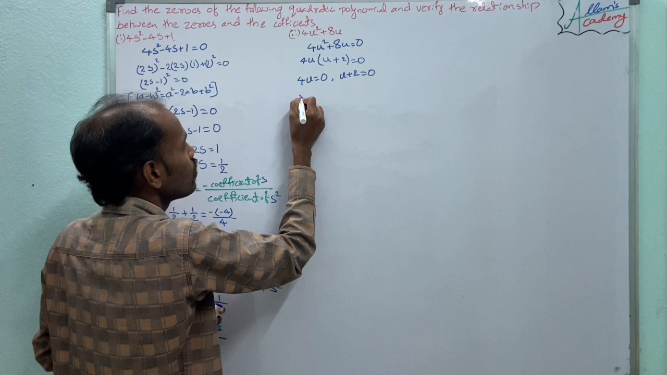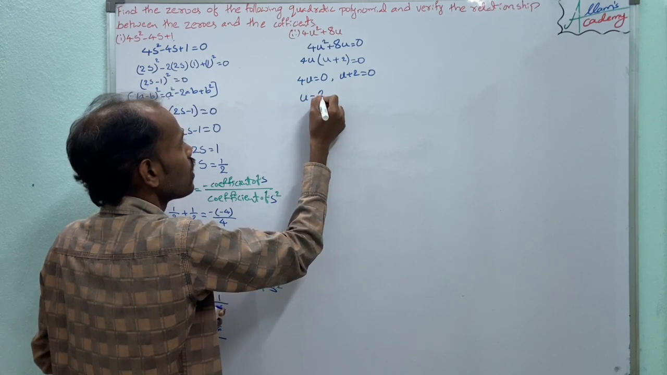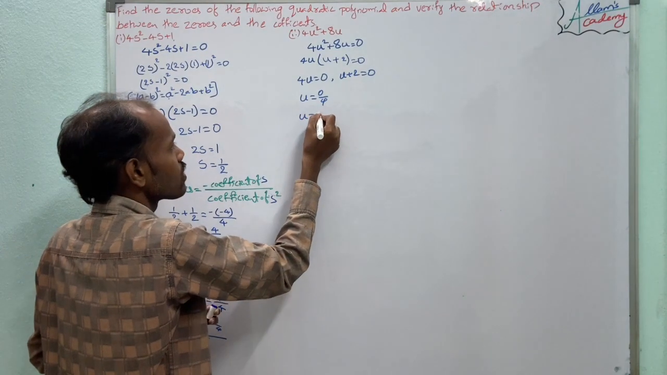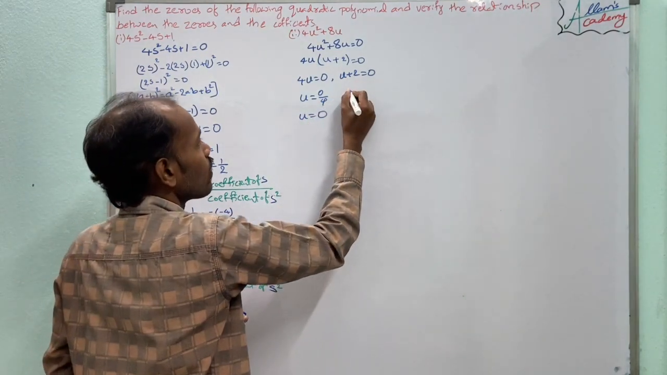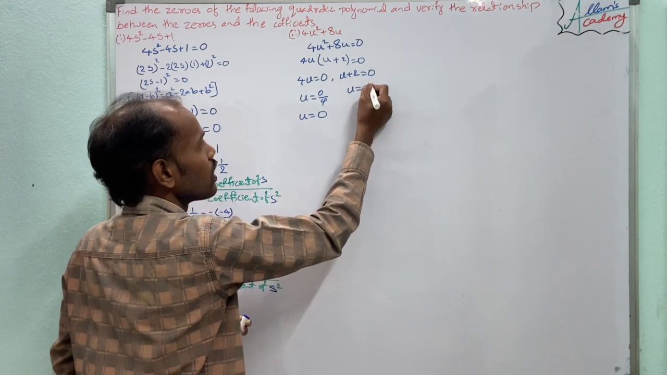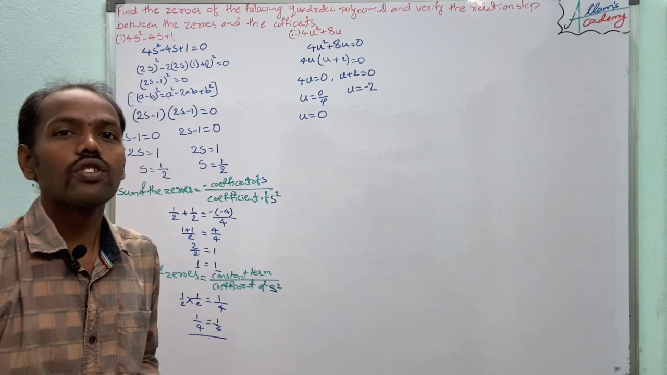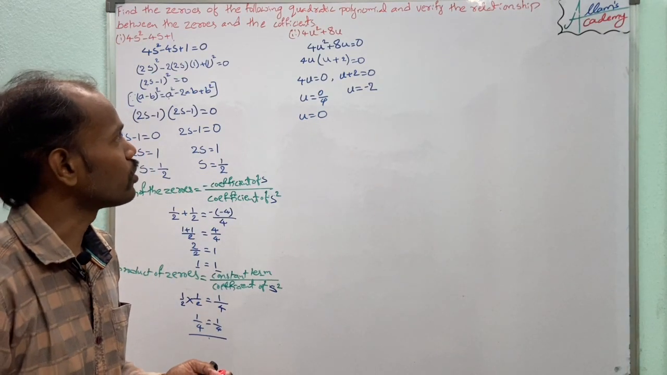If 4u equal to 0, then u equal to 0 by 4, that means 0 by 4 means 0 only. Similarly, u plus 2 equal to 0, then plus 2 transfer to this side minus 2, 0 minus 2 means minus 2. So the zeros are 0 and minus 2.